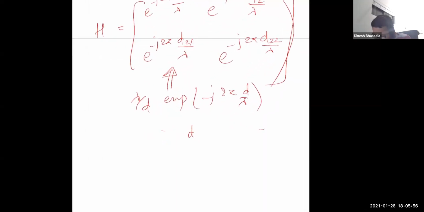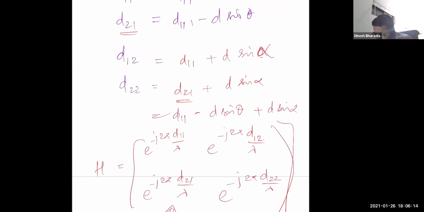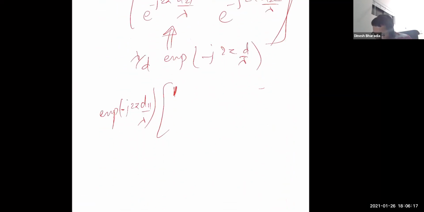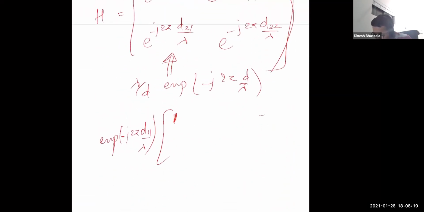So what I'm going to do is take the following. See, everything is written in d11, right? So I'm going to take d11 out as common. I'm going to write exponent of minus j2 pi d11 over lambda as the common term. The first term becomes 1, right? Now d21 is the negative of d sine theta, and that becomes positive j2 pi d sine theta over lambda, because negative of negative is positive.